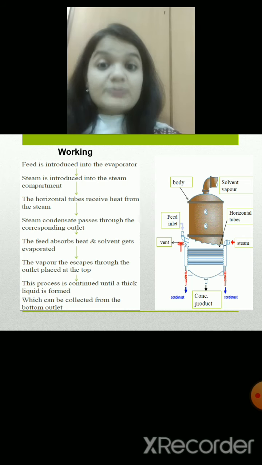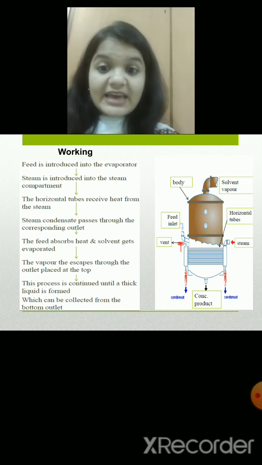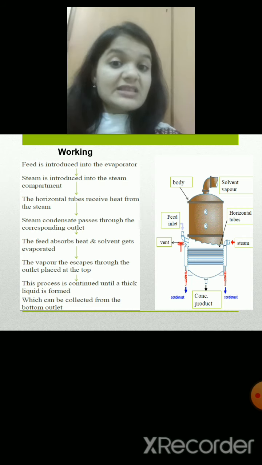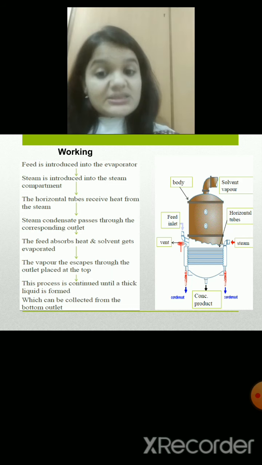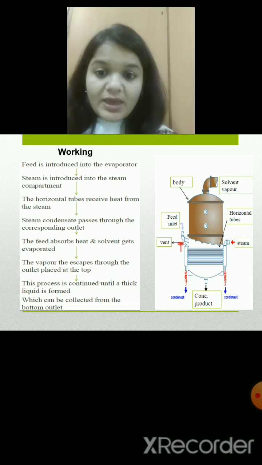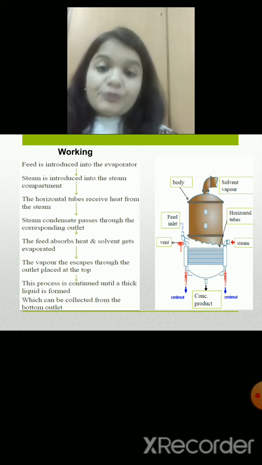The feed absorbs heat and the solvent gets evaporated. The vapor escapes through the top. As you can see in the figure, there is a solvent evaporation outlet provided on the top dome. Now, this process is continued until a thick liquid is formed, which can be collected from the bottom.